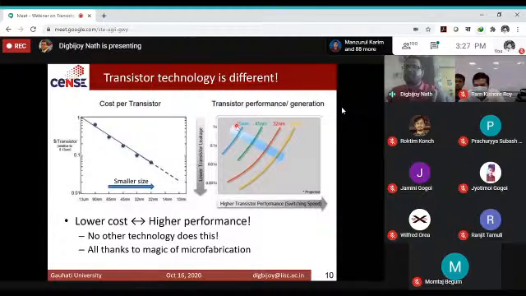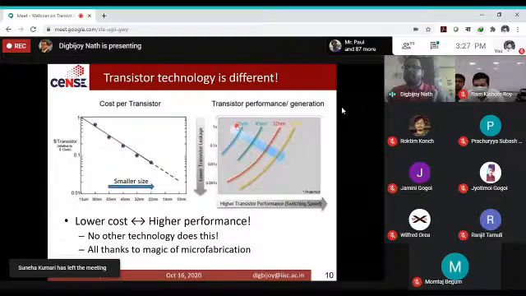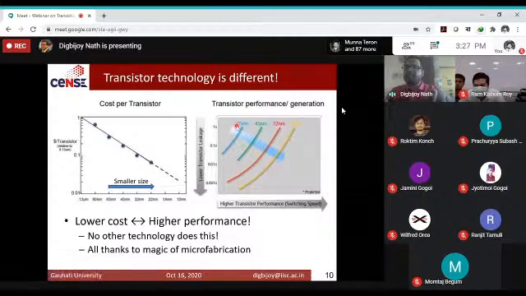So no other technology in human civilization offers this advantage, that for the same price, the performance actually becomes better over time. If this scaling continued in the automobile industry, then today a Mercedes-Benz should have cost us less than 1 paisa. This is the kind of scaling that is happening. This is called scaling the transistor, okay?